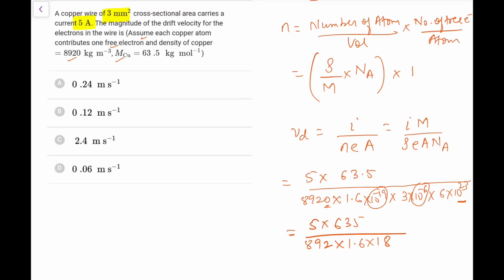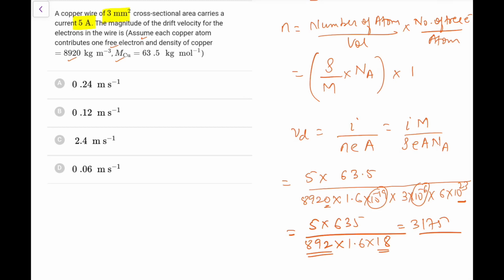If I do approximations, let's say first of all I want to know the order. So 635 into 5, 600 into 5 is 3000, plus 35 into 5 that is 175, so 3175. And here, 892 into 18, roughly 900 into 18 approx, 18 nines is 162, so 16,000. 16,000 into 1.6 would be around 25,000 something. So it would be of the order of 1 by 10, so 2.4 would be the answer for sure.